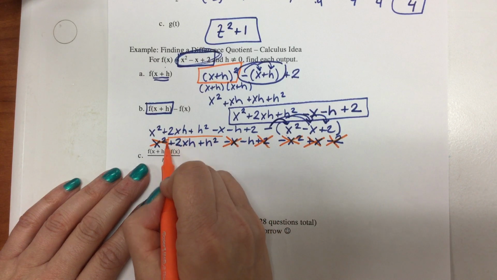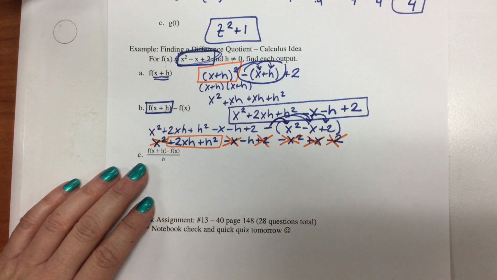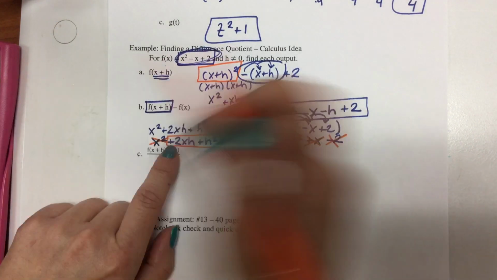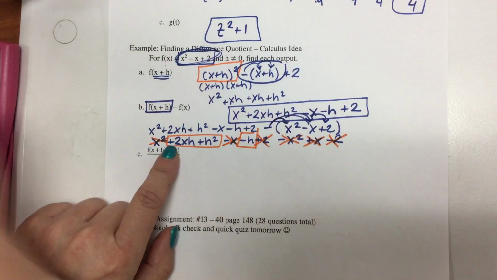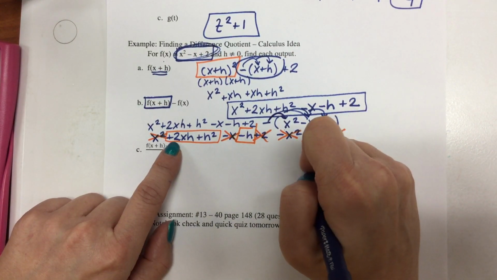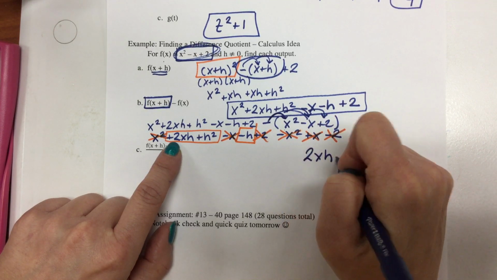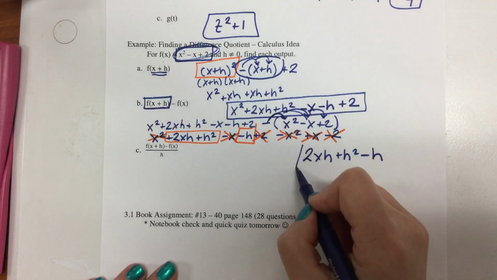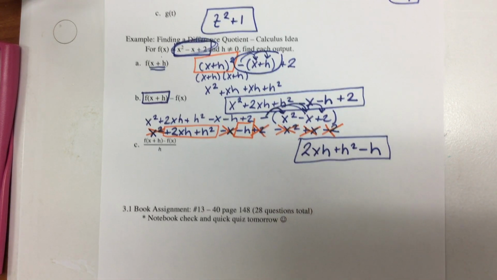So what I have remaining after part B, I just have, and here's another piece. Don't let me miss that piece. I hope at home you were yelling at me. Okay, so what I have left is 2xh plus h squared minus h. That is the end of part B.